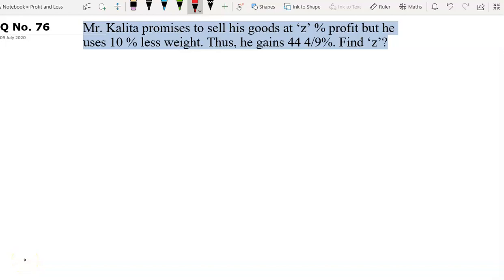Question number 76. Mr. Kalita promises to sell his goods at Z% profit, but he uses 10% less weight. Thus he gains 44 4 by 9%. Find Z. Let's say Kalita sells 100 gram of goods and the cost of 100 gram is rupees 100. So this is his actual CP.